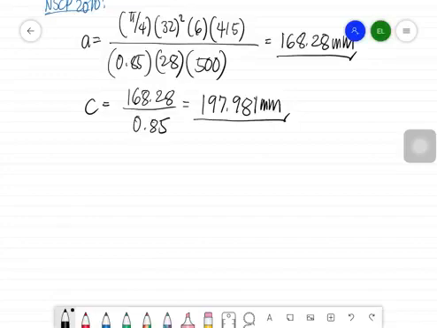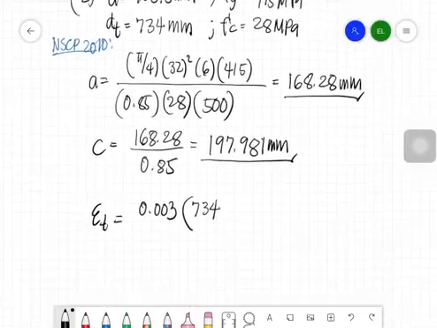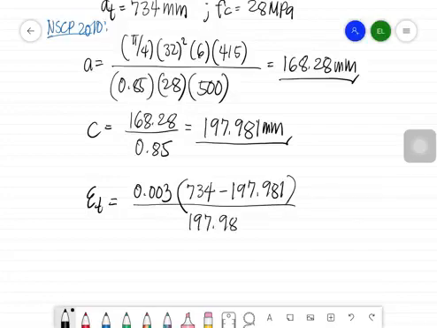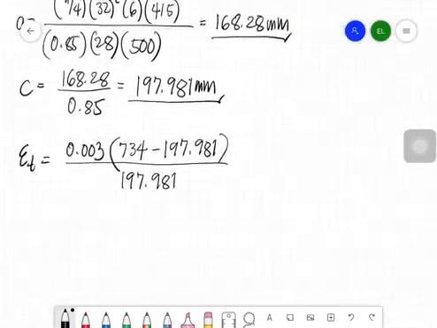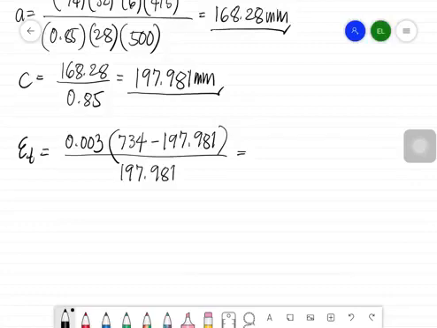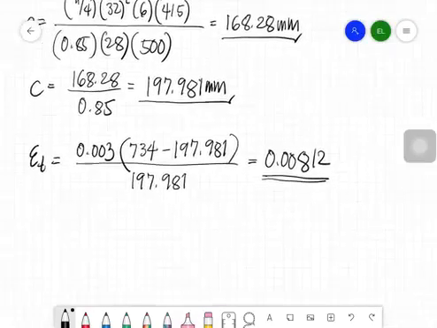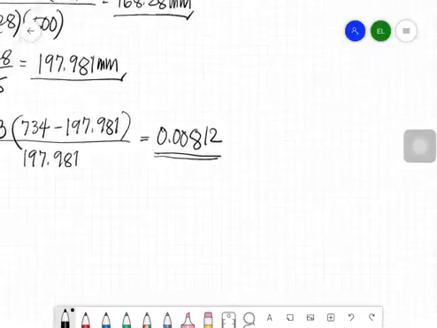Now we'll solve for epsilon t. Epsilon t is 0.003 times, we'll be using dt here. Take note, dt, not d alone. So meaning we'll be using 734 here: 734 minus c, 197.981, all over c, which is 197.981. The result is equal to 0.00812 for our strain t.